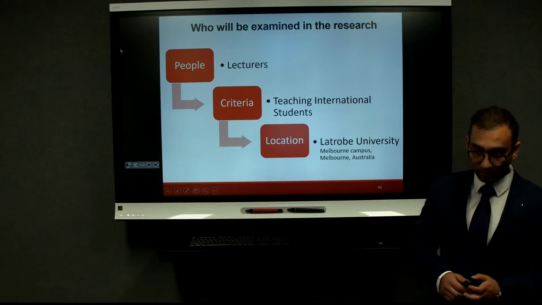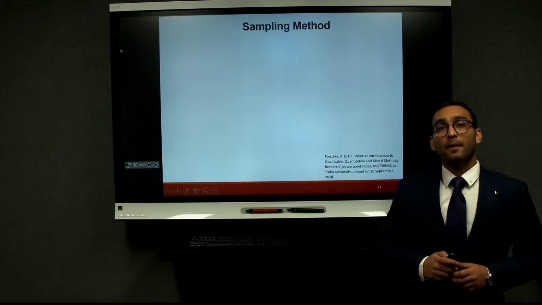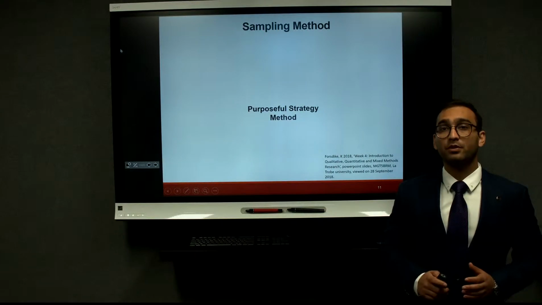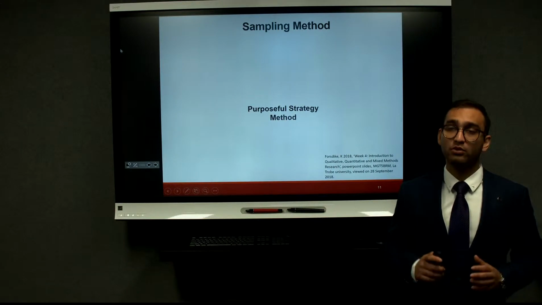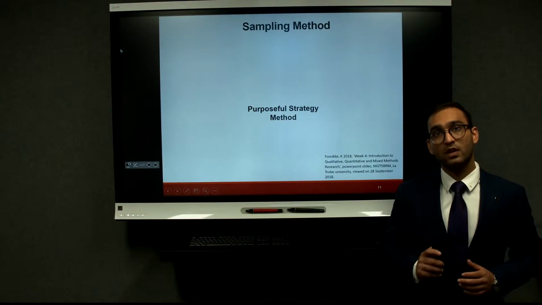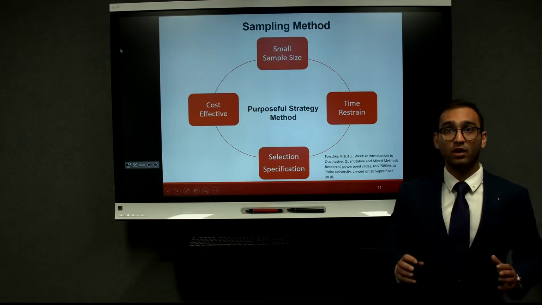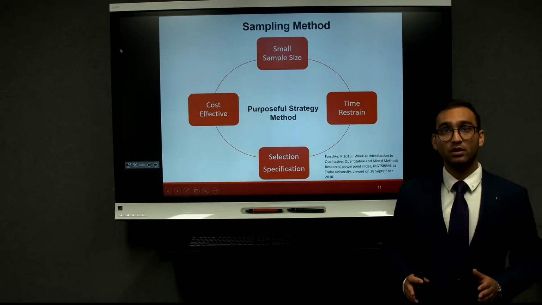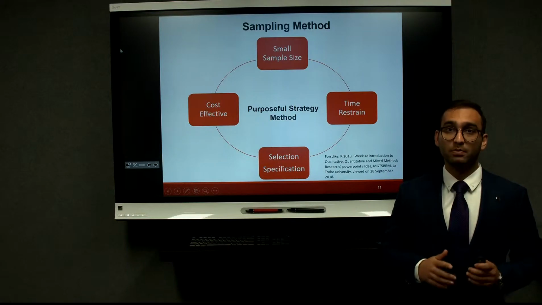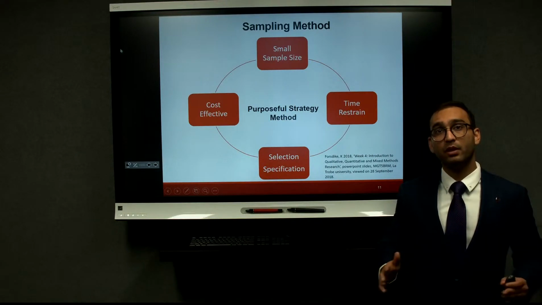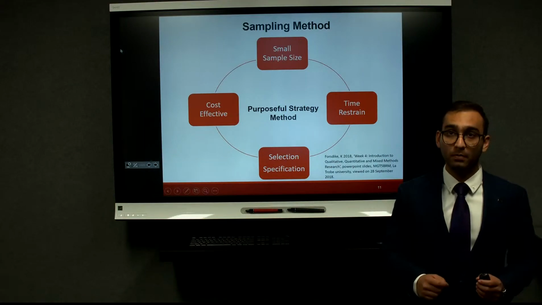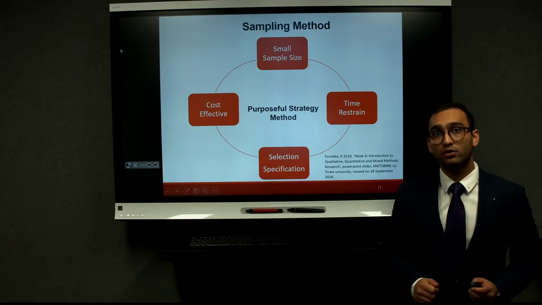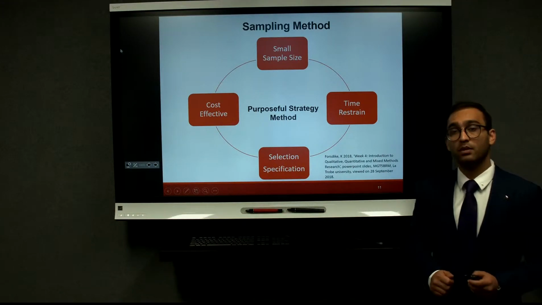Moving forward to the sampling data. The method which I use to sample the data is the purposeful strategy method, and the reason why I chose this method is because of the following criteria. First, time restraint. I have a research to do in 3 months, so there's a time restraint. Second, specific selection. I'm not researching everybody, I'm just focusing on a specific group of people. This method is also cost effective and works very well on a small sample size. So that's why I chose the purposeful strategy method for sampling.